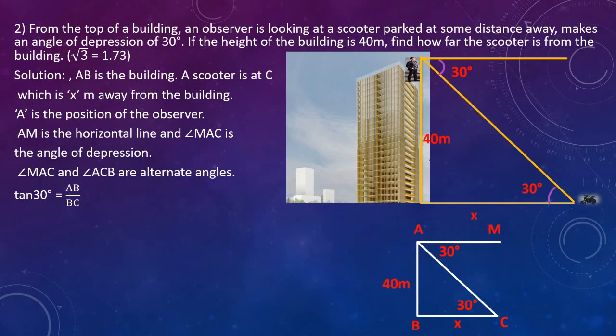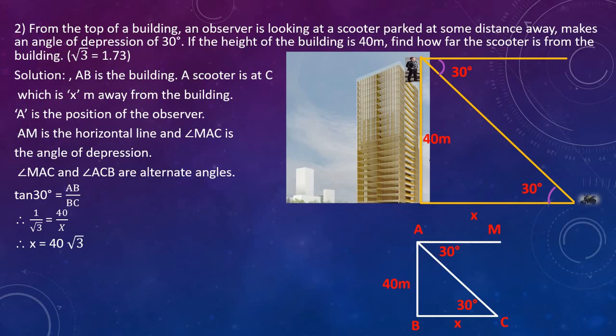Now tan 30 degrees, or tan theta, is nothing but opposite upon adjacent, which is AB upon BC. The value of tan 30 degrees we already know from the table, that is 1 upon root 3. The value of AB, that is the height of the building, is 40. So let us substitute it over here. And the value of BC we have considered as x. So let us substitute this value of x also. We need to find the value of x. Therefore we get x is equal to 40 into root 3.